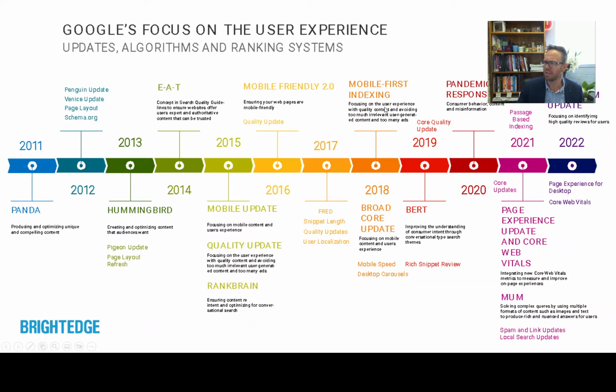And mobile first indexing, we've got BERT, improving the understanding of consumer intent. Also the broad core update focused on mobile content. So throughout this stage, there was a big mobile first going on. Improving the understanding of consumer intent through conventional type search themes. So it's not just the words that you're typing, but the themes that they relate to as well, and the search history. Pandemic response, so consumer behavior, content minimization.